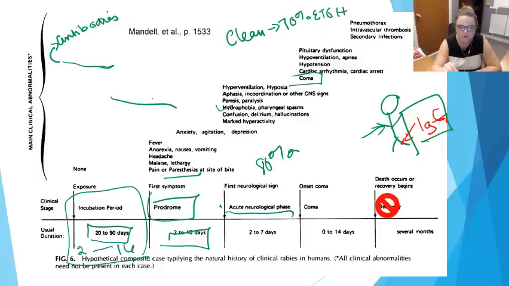Eventually, patients drift into a coma, and you see hypoventilation, hypotension, and eventually cardiac arrest and death. And this is basically due to the total destruction of the CNS from the virus. Now, there is this line here, death occurs or recovery begins. Basically, you can cross this out. There is no real recovering from rabies. That's kind of a lie.